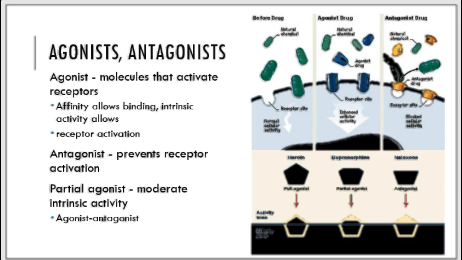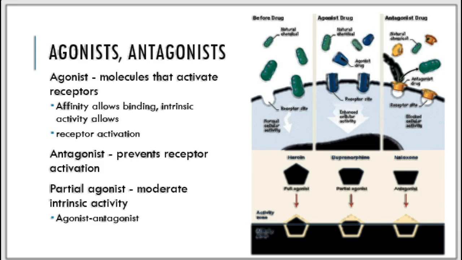So we're going to talk about naloxone and morphine. Morphine has a high affinity for mu receptors, M-U. They're opioid receptors, and naloxone has an even higher affinity for those same receptors, the mu receptors.